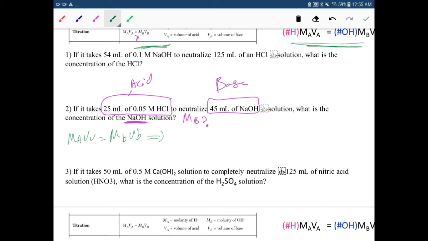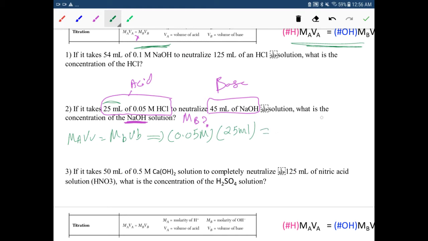MA is the concentration of the acid. What's the concentration of the acid? I circled the information for the acid here. The concentration of the acid is 0.05 molar. Right, and then VA is the volume of the acid. What's the volume of the acid? I circled the information for the acid here. See how easy it is for me to figure out the information that I need? The volume for the acid is 25 ml.